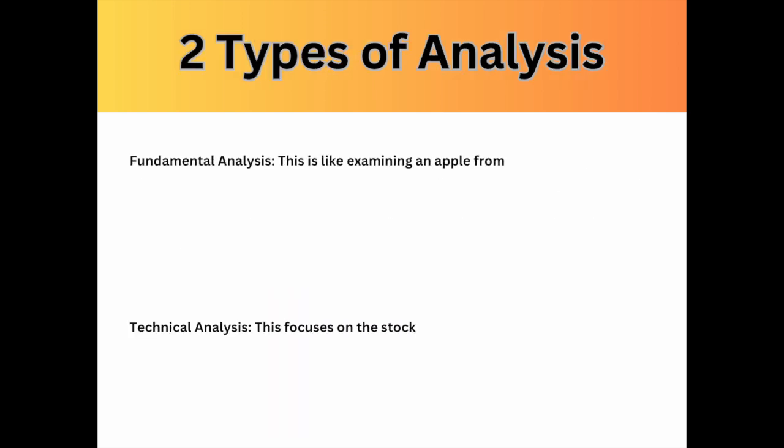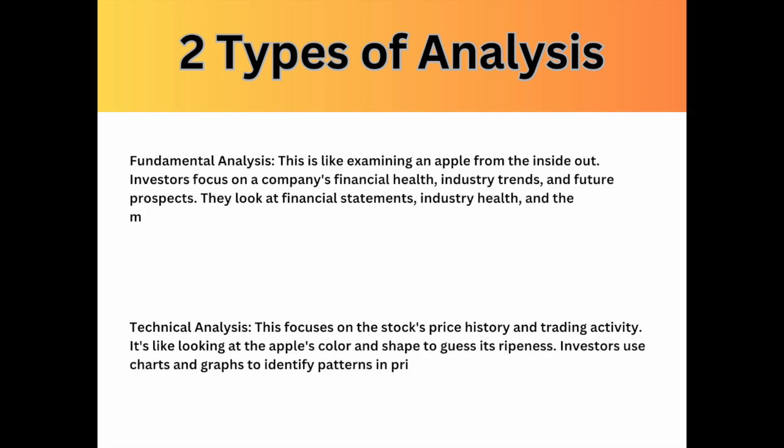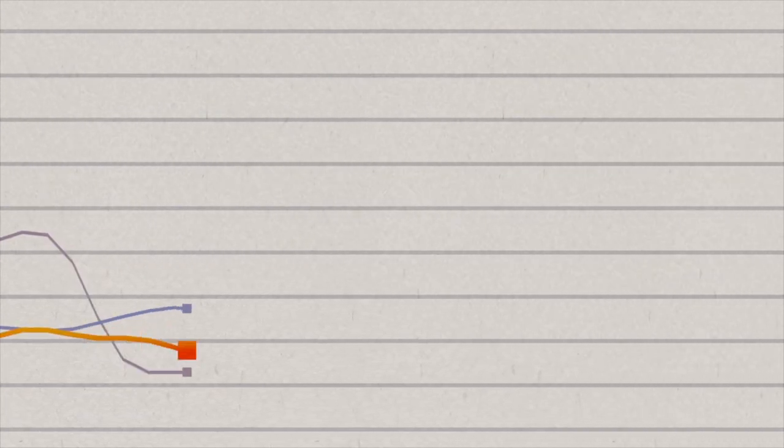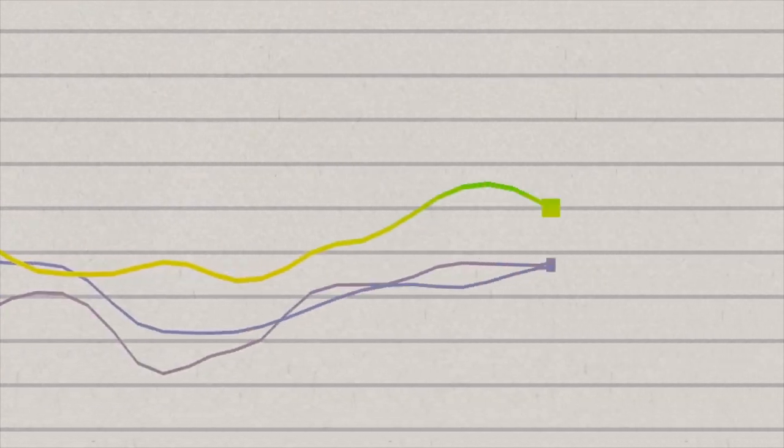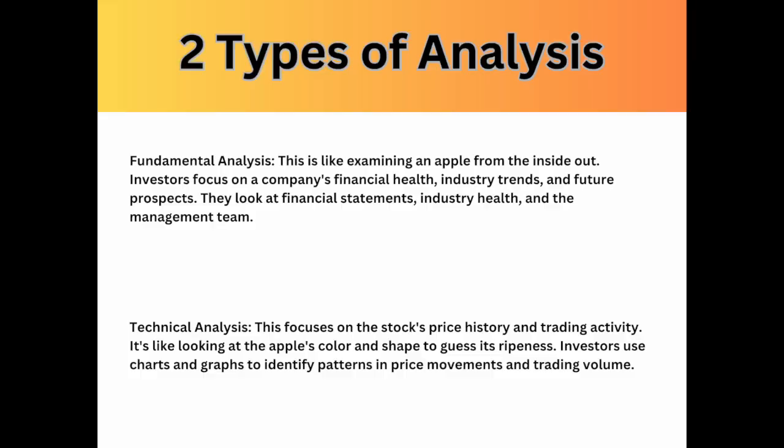Now we'll be looking at the two main types of analysis: fundamental analysis and technical analysis. Fundamental analysis is like examining an apple from the inside out. Investors focus on a company's financial health, industry trends, and future prospects. They look at financial statements, the management team, and industry health.